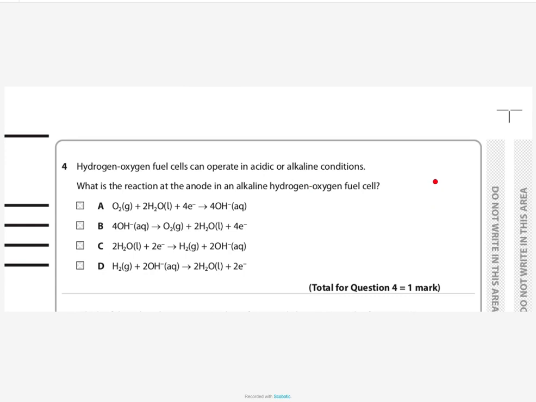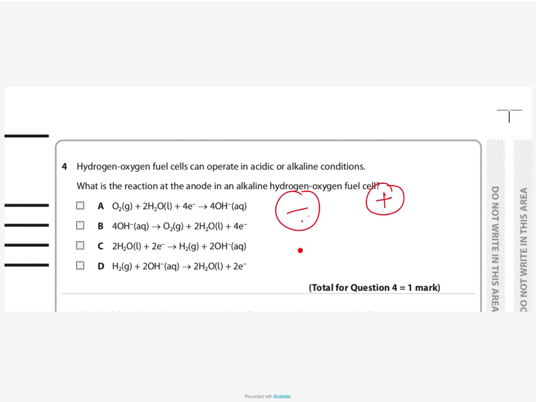Hydrogen oxygen fuel cell can operate in acidic or alkaline conditions. What is the reaction at the anode in an alkaline hydrogen oxygen fuel cell? What is the answer? What do you get at the anode? Anode is what terminal in a cell? Anode is the positive or negative terminal? Positive terminal is the cathode in a cell. Anode is the negative terminal in a cell, right?